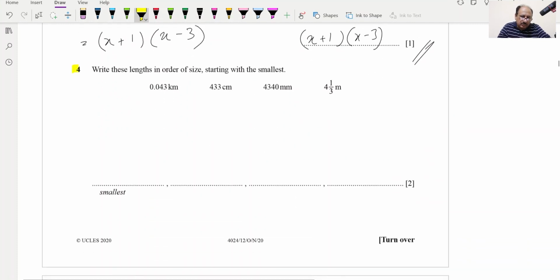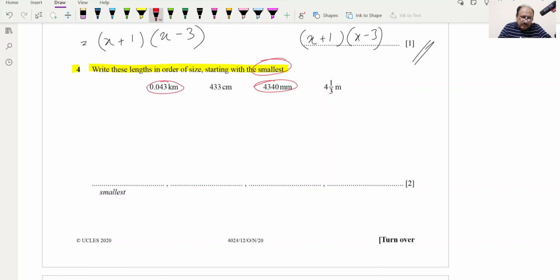Now question number 4. Write these lengths in order of size, starting with the smallest one. We will have to take care of the units. These are all different units. So what we can do is convert everything into one unit, and the smallest unit is millimeters. This one we will keep as it is, and the rest we will convert into millimeters.